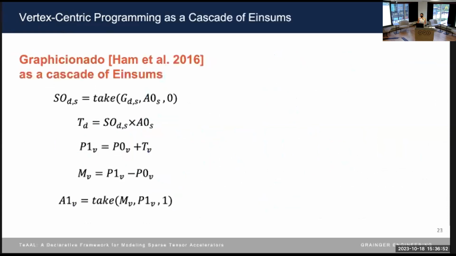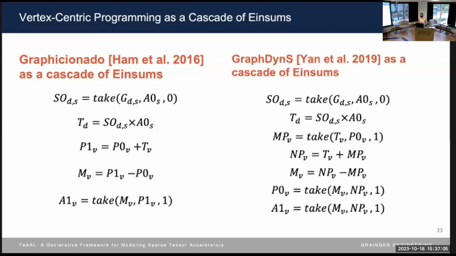So, Graphicionado is an accelerator for algorithms written in this paradigm. We see that the cascade of einsums abstraction extends naturally to kernels beyond matrix multiplication to represent the accelerator. The accelerator GraphDynS models this cascade to reduce the memory traffic required. We further improved GraphDynS's cascade by optimizing the mapping.